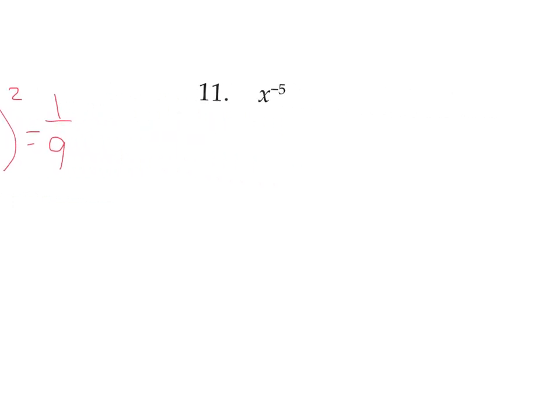x to the negative 5th. Again, the negative exponent means the base needs to be put in its reciprocal. The reciprocal of x is 1/x, and this will become 1/x to the 5th.